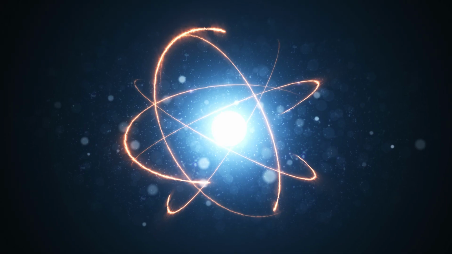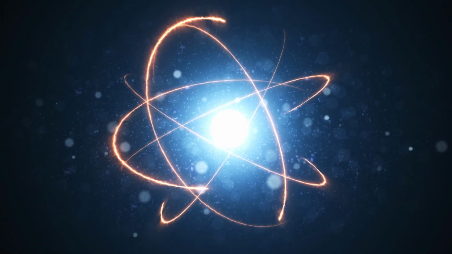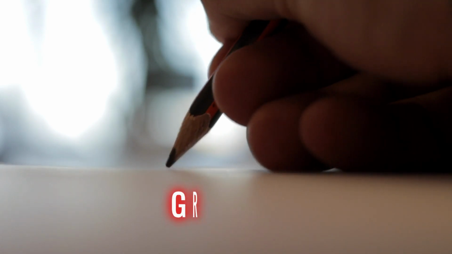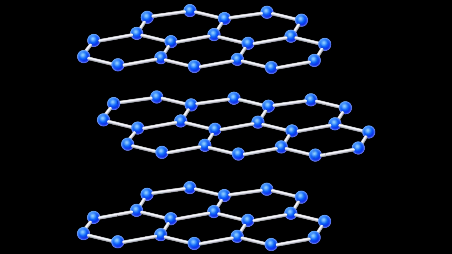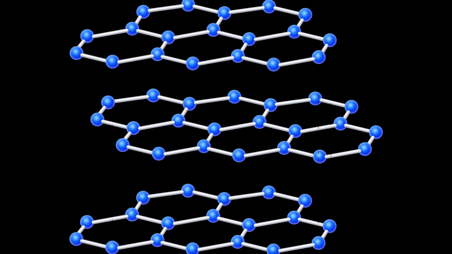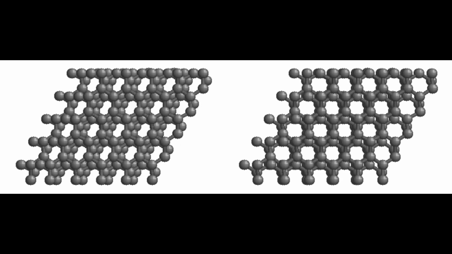To better understand this, let's look at some important carbon compounds. First up is graphite, the material used in pencils. In graphite, carbon atoms are arranged in hexagonal layers that slide easily over each other, which is why we can write with a pencil.